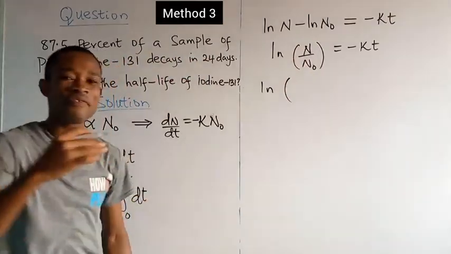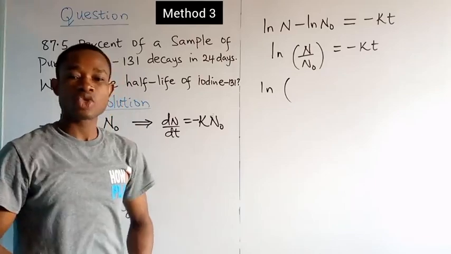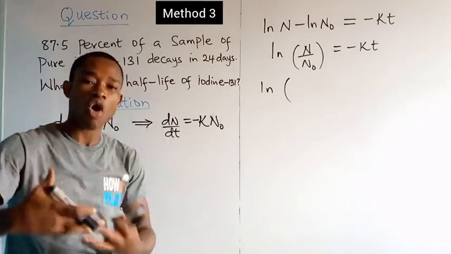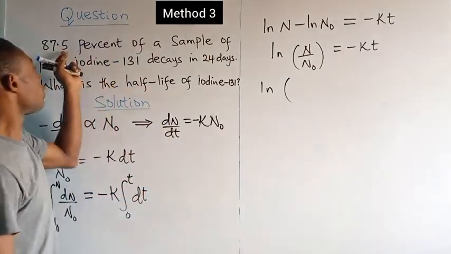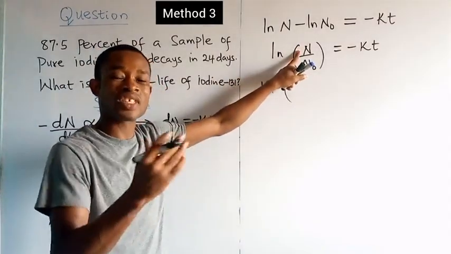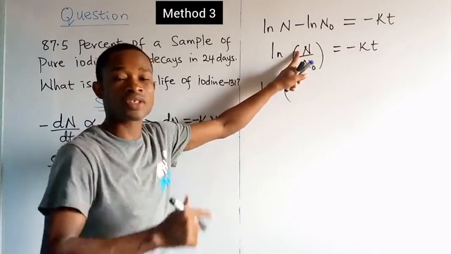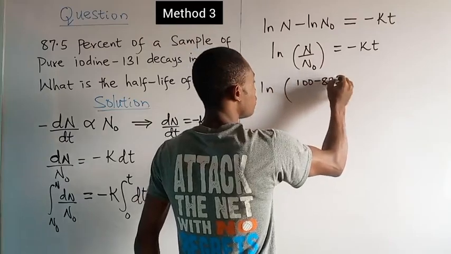This N, I told you, is the final concentration, the final amount, the final percentage that you have after some of that sample have decayed. Here, 87.5% decayed. So the final concentration or amount or percentage that will be left will be 100 minus 87.5. Let me show that. 100 minus 87.5.